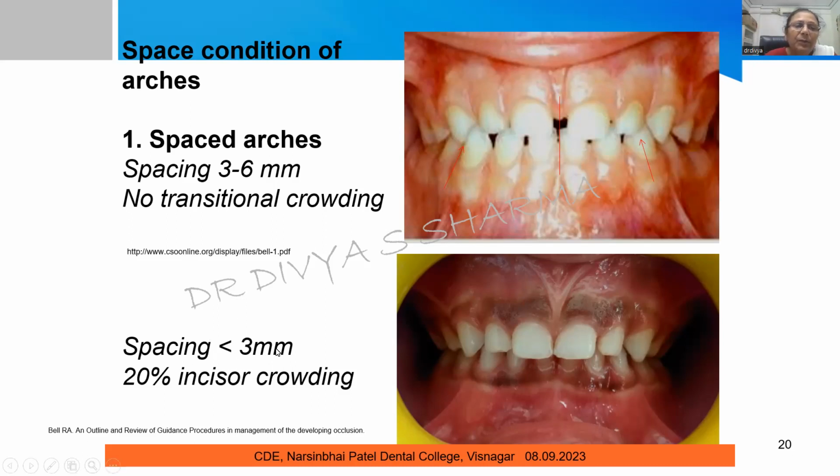Also, the spacing is less than 3. Physiologic spaces are not there, only primate spaces existing. You can expect, in 20% of the cases, incisor crowding may occur. And if the primary tooth size and the permanent tooth size match, then there will not be any crowding. But by chance, if the permanent tooth size is bigger, 100% there will be crowding.